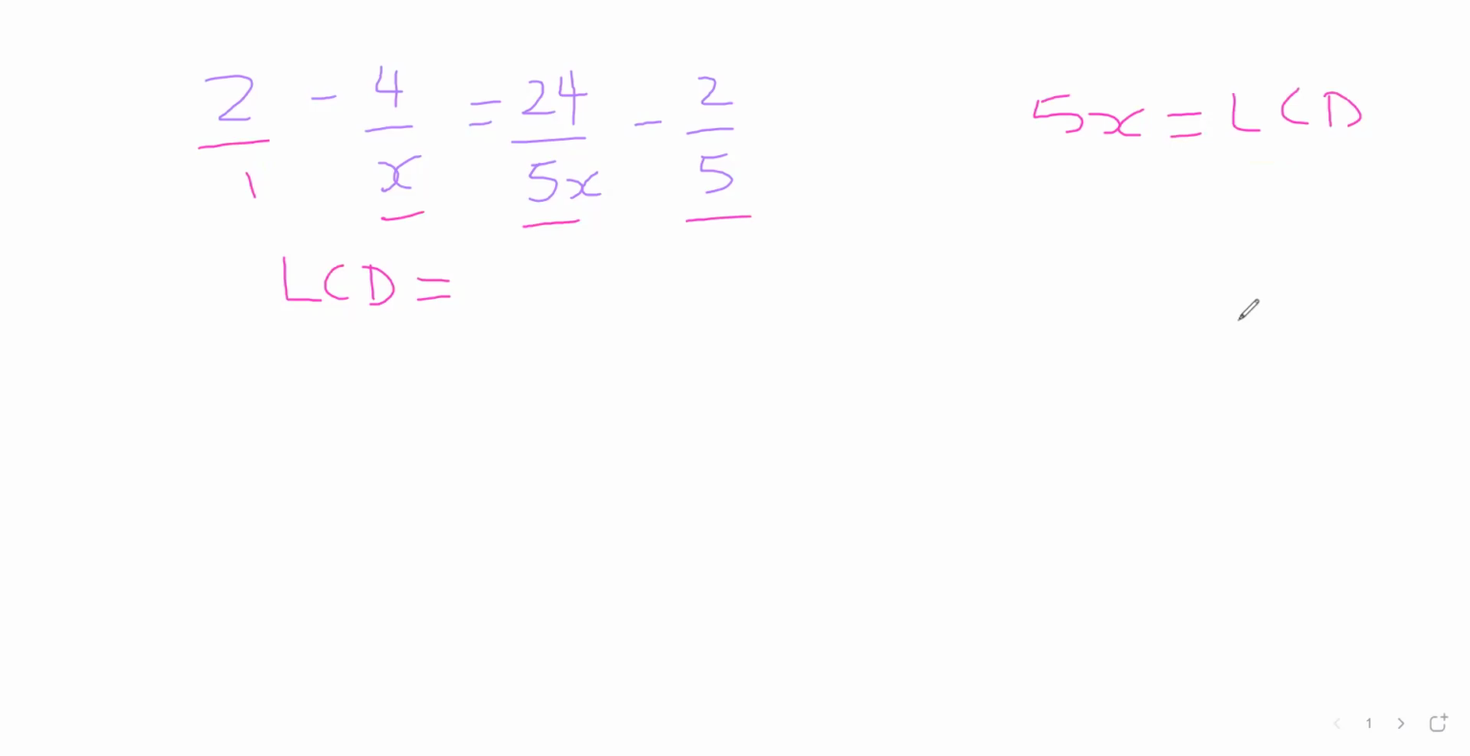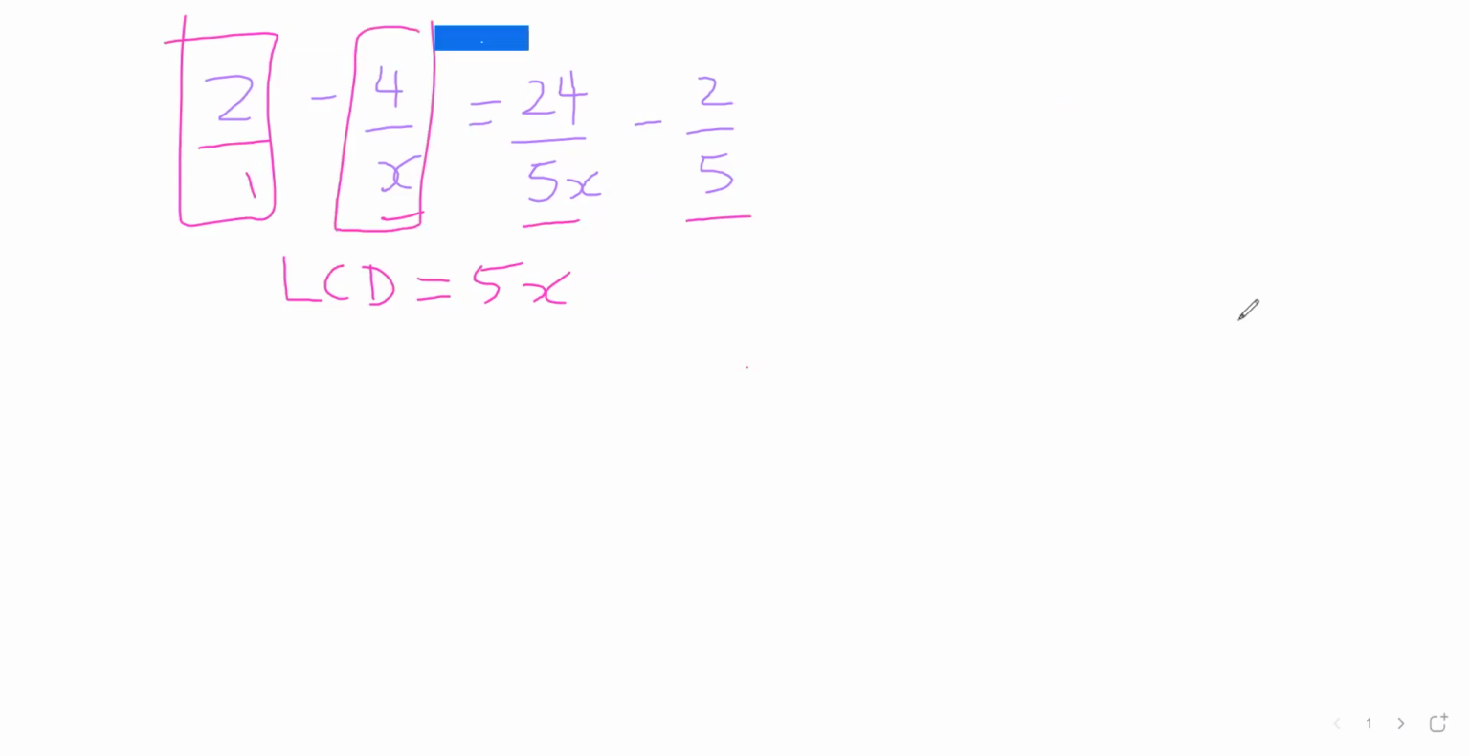So we're going to use our 5x and multiply each term by the 5x. In this problem, we've got 4 terms. The first one is the 2. The second one is the 4 over x. The third one is 24 over 5x. And then the last one is the 2/5. So we're going to multiply each of the terms by 5x.